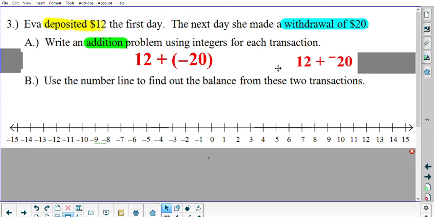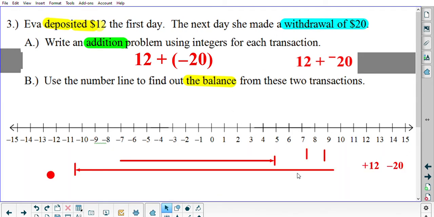Okay, with that all being said, let's now do part B. We're going to use the number line to find out the balance. The balance means the final amount of money in the bank account. So I apologize if I never really defined that for you guys clearly before, but that's what balance means. It's the amount of money that remains after the two transactions, after the deposit and the withdrawal. They're the two transactions.